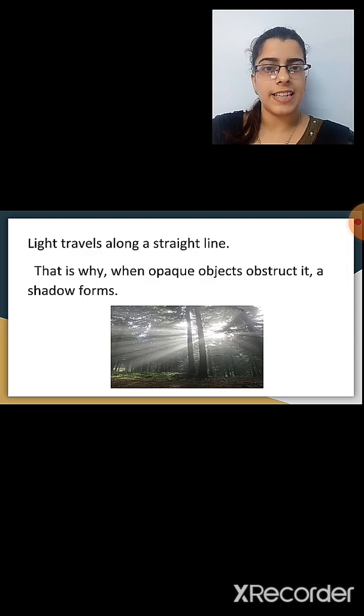This means that light travels along a straight line. It follows the straight path. That is why when opaque objects obstruct it, shadows form. Light always travels straight. Therefore, when an opaque object is placed in the path of the light, the opaque object obstructs the light. The light is being obstructed and therefore the shadows can be seen. If light did not follow a straight path, we would not be able to see shadows.